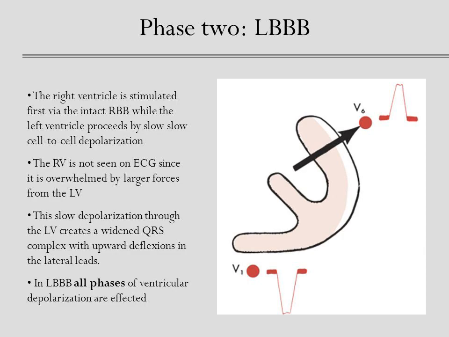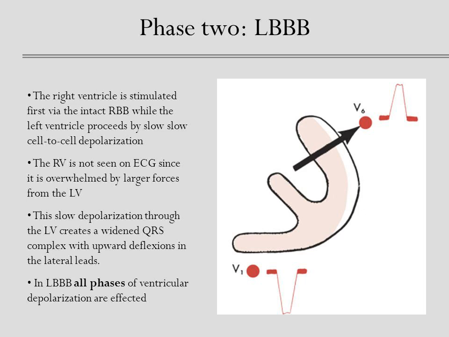Phase 2, LBBB. The right ventricle is stimulated first via the intact RBB while the left ventricle proceeds by slow cell-to-cell depolarization. The RV is not seen on ECG since it is overwhelmed by larger forces from the LV. This slow depolarization through the LV creates a widened QRS complex with upward deflections in the lateral leads.